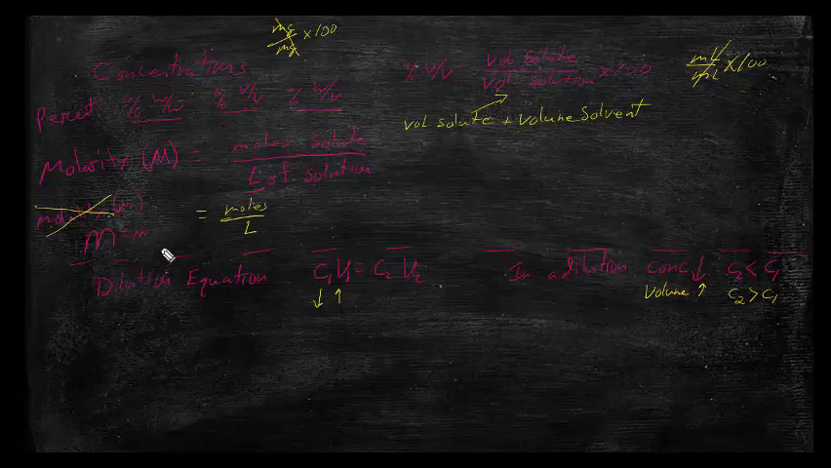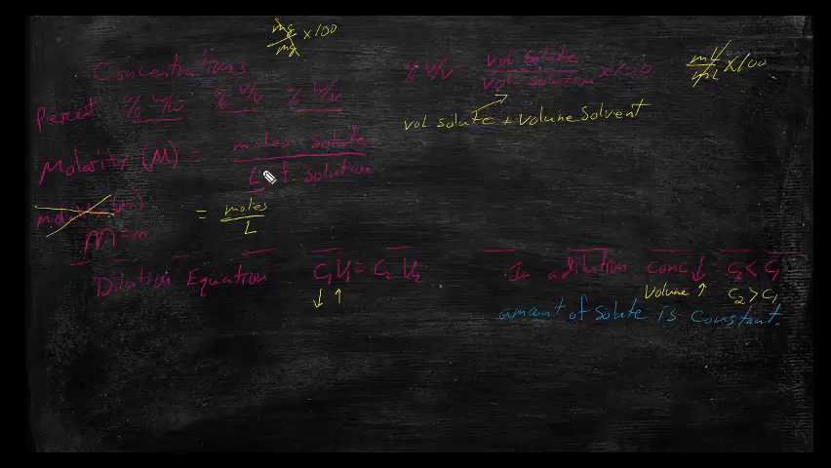So whether you're talking about molarity, solute is moles. If you're talking about percent by volume, the solute is milliliters or liters or cups or gallons, doesn't matter. If you're talking about percent by weight, it would be grams or kilograms, milligrams, pounds, doesn't matter. So concentration goes down in dilution, volume goes up, and the amount of solute is constant.